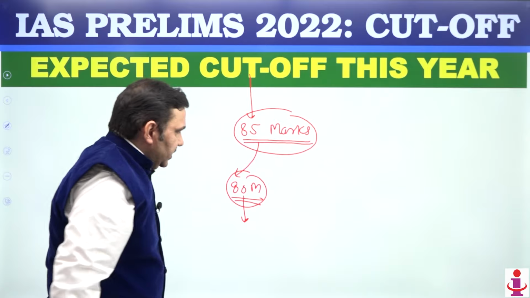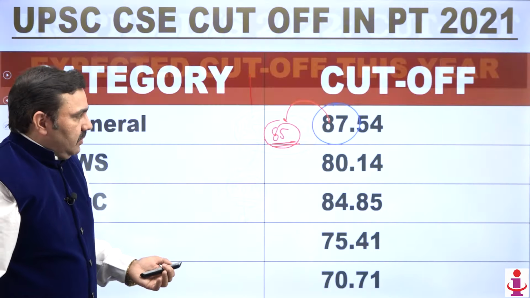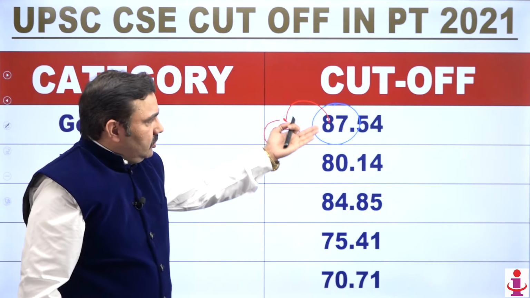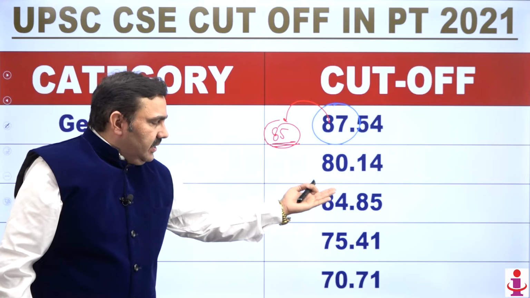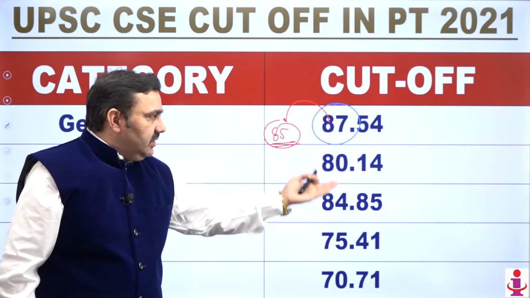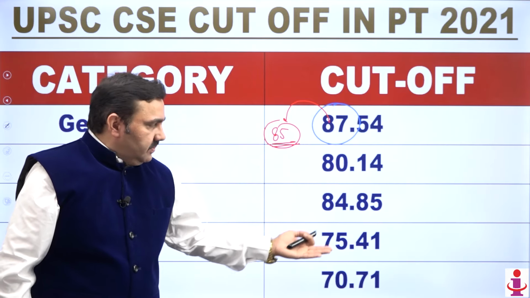And this is for the general category. Because if the general category is 80, then automatically EWS has a 5 to 7 marks difference. Then you find OBC. OBC is somewhere between general and EWS.